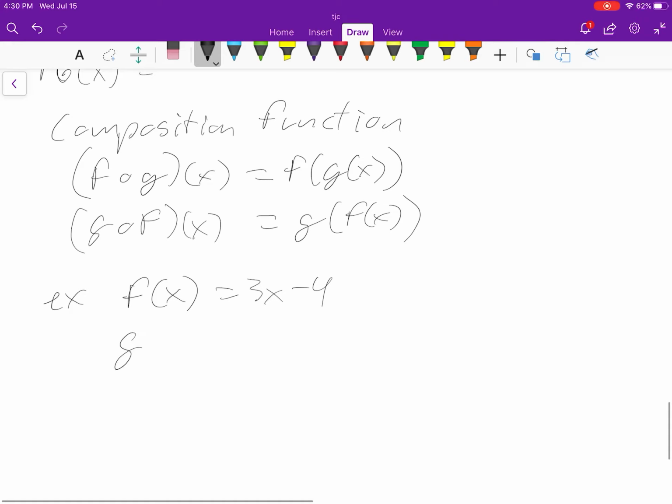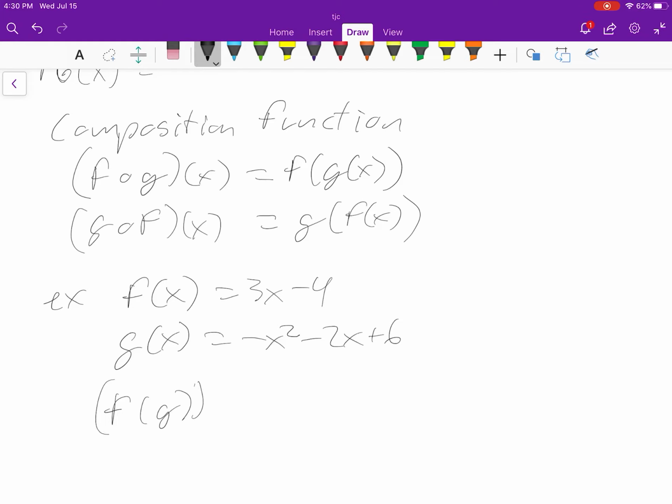The f function is 3x minus 4. We have a g function. The g function equals negative x squared minus 2x plus 6. Okay, and let's say we want f of g of x. So we're wanting this. Here, I'll just rewrite it: f of g of x.